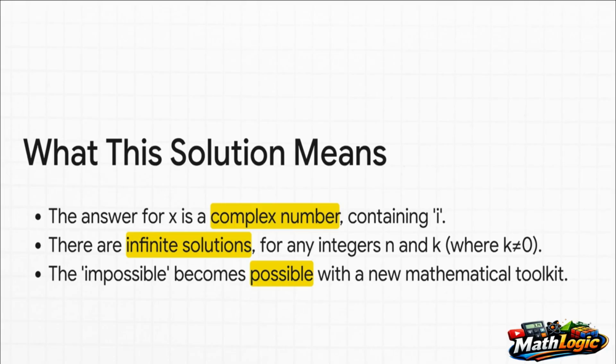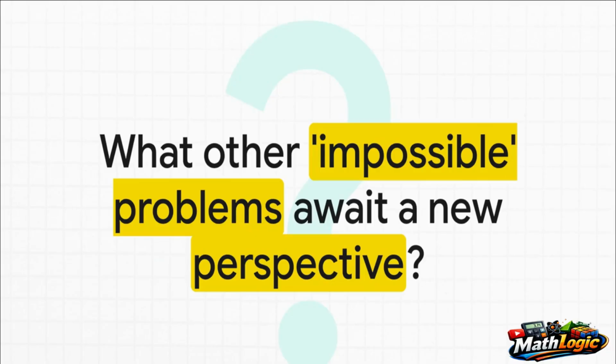What this really shows us is that a problem that seems totally impossible might just be waiting for you to look at it from a different angle. It really makes you think, doesn't it? We just solved something that breaks a basic rule of math, all by stepping off the familiar number line. So you have to wonder, what other impossible problems out there are just waiting for us to find a new way to look at them?